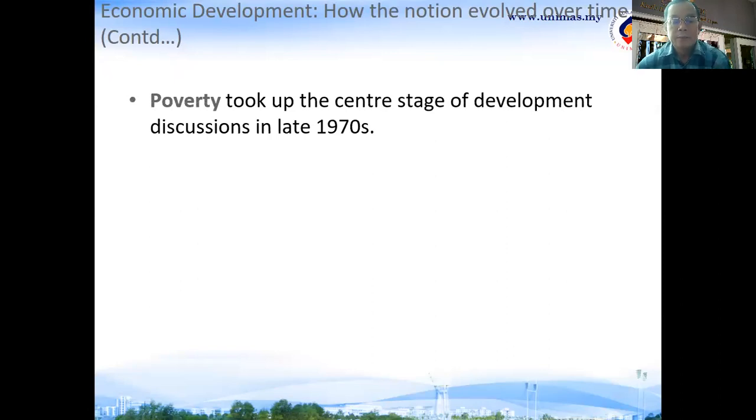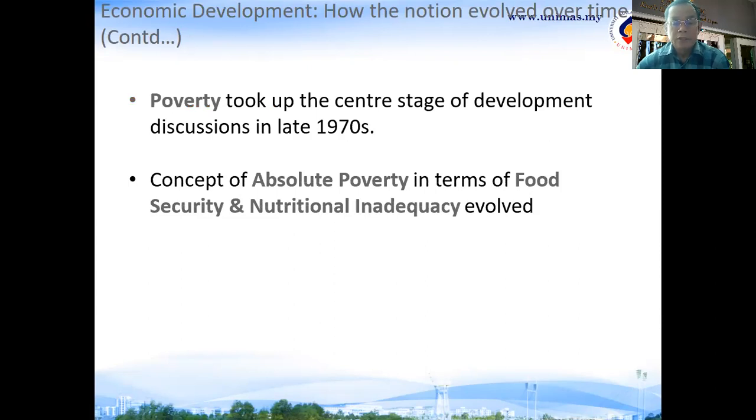Okay, all right. So in the 1970s, poverty took up center stage of development discussions in the late 1970s. Poverty became something that was very much talked about in terms of development. And the concept of poverty was also seen in terms of food security, whether there is going to be enough food supply, and also in terms of nutritional inadequacy. So poverty is seen in terms of consumption, in terms of food. Whether food is available, and in addition to that, the nutrition, the content of the food. So that concept evolved.